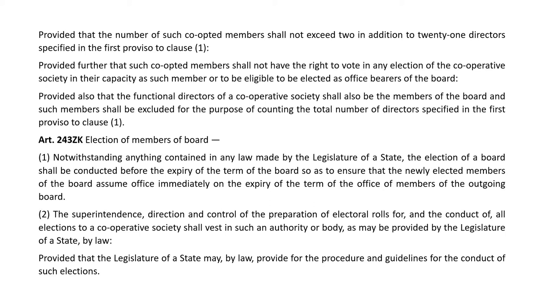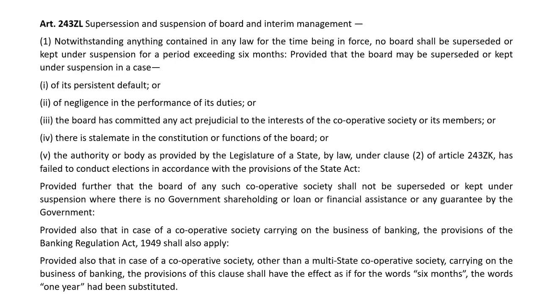The superintendence, direction and control of the preparation of electoral rolls for and the conduct of all elections to a cooperative society shall vest in such an authority or body as may be provided by the legislature of a state by law. Provided that the legislature of a state may by law provide for the procedure and guidelines for the conduct of such elections. Article 243 ZL. Supersession and suspension of board and interim management.